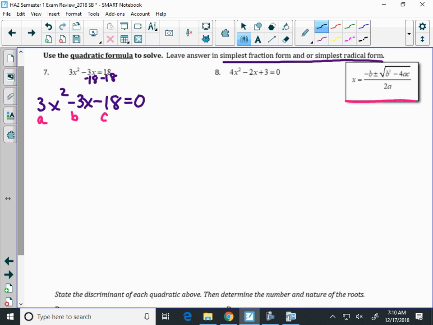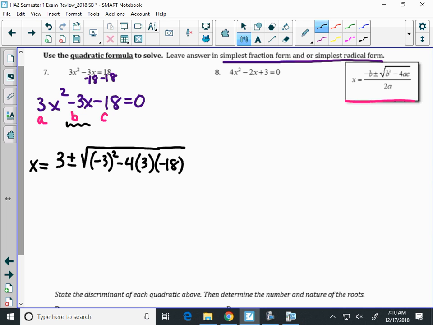So our quadratic formula is x equals. You start with the opposite of b. Here that would be positive 3 plus or minus. Now under the square root is that discriminant, which we're going to talk about on the bottom here. You take negative 3 in parentheses squared minus 4 times a times c. That whole thing, including the 3 plus or minus, goes over 2 times a.